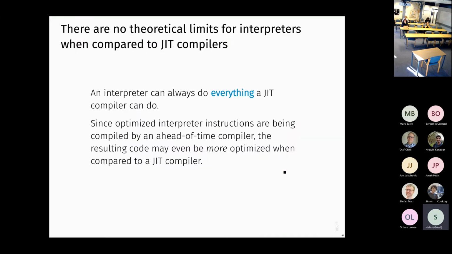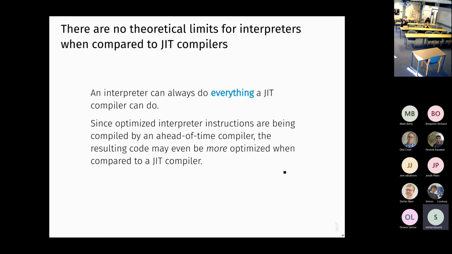So from a fundamental, theoretical perspective, the interpreter can always do everything that a JIT compiler can do. There's no theoretical limit superimposed that says you cannot do this in the interpreter, but you can do it in a JIT compiler. So an interesting way to think about this is: what is an effective optimization in a JIT compiler? And once you have identified those, you can lift those to the interpreter, and that gives you a nice, purely interpretative way of thinking about this.